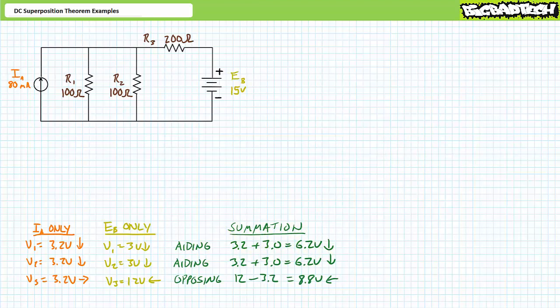R1 experiences aiding contributions of IA and EB, such that it ultimately experiences 6.2 volts, positive to negative, top to bottom. Similarly, R2 also experiences the aiding contribution of IA and EB, such that it ultimately experiences 6.2 volts, positive to negative, top to bottom. Finally, R3 experiences the opposing contributions of IA and EB, such that it ultimately experiences 8.8 volts, positive to negative, right to left. Alright, I believe we've accomplished our desired goals and can move on to the last illustrated example problem.